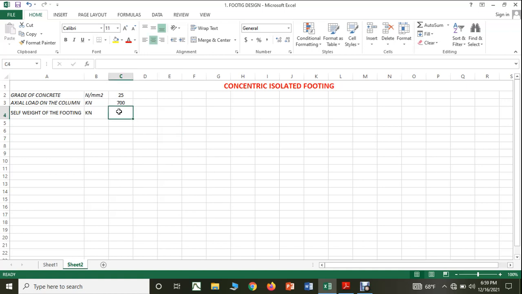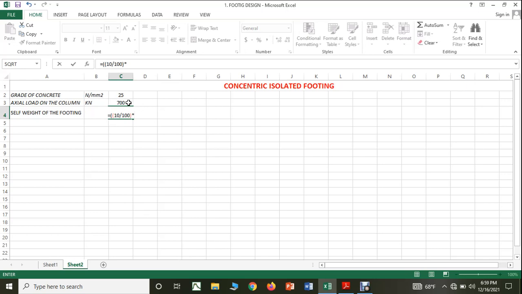Whenever I want to give the formula, I should always start with the equal sign. Then, 10% means it will be 10 by 100. So I will open two brackets like this. In the first bracket I will give 10 divided by 100, because it is 10%. Then I will close the bracket, multiplied by my axial load on the column.